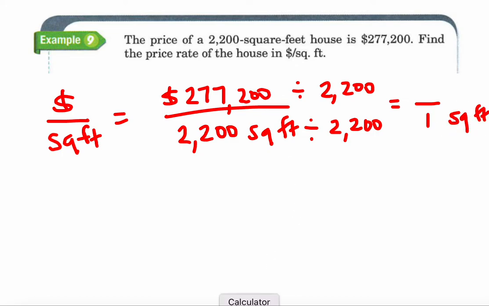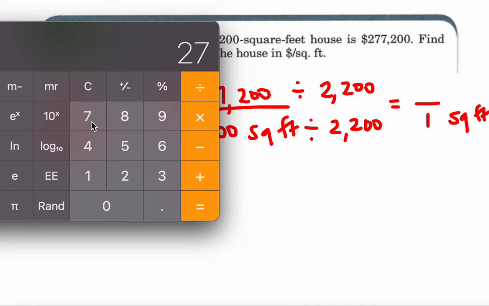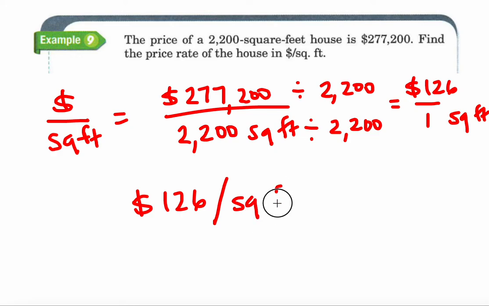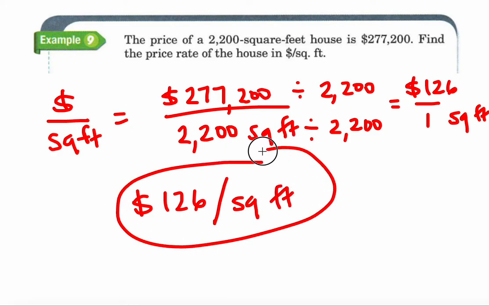On the top would be 277,200 divided by 2,200. So that's 126. $126. So it costs $126 per square foot for this house. So again, dollars per square foot. That's why dollars goes on top, square foot goes on bottom.